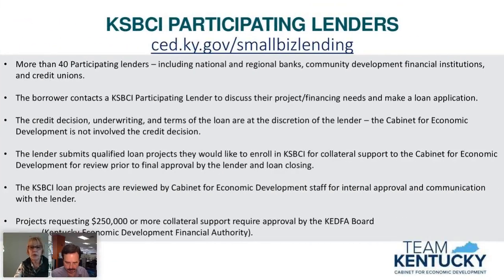Okay. I want to talk you through a little bit of the process that goes with this loan. So again, there are more than 40 participating lenders. If you go to the Small Biz Lending website, you can look them all up either by county or statewide. I couldn't list them all here, and it includes national and regional banks. I know Perry's Bank, Huntington National, participates in this program. I think they're at a statewide level.